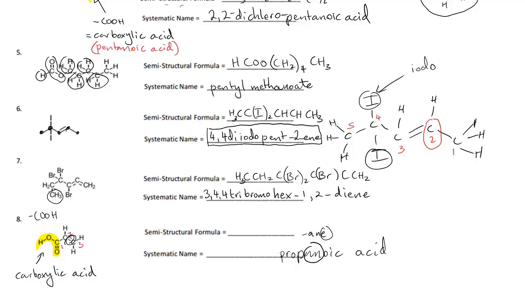So in this case we have a double bond, so we have an ene ending. So it's called propanoic acid. Prop, and then 2-enoic acid. So that would be the name that goes up here.